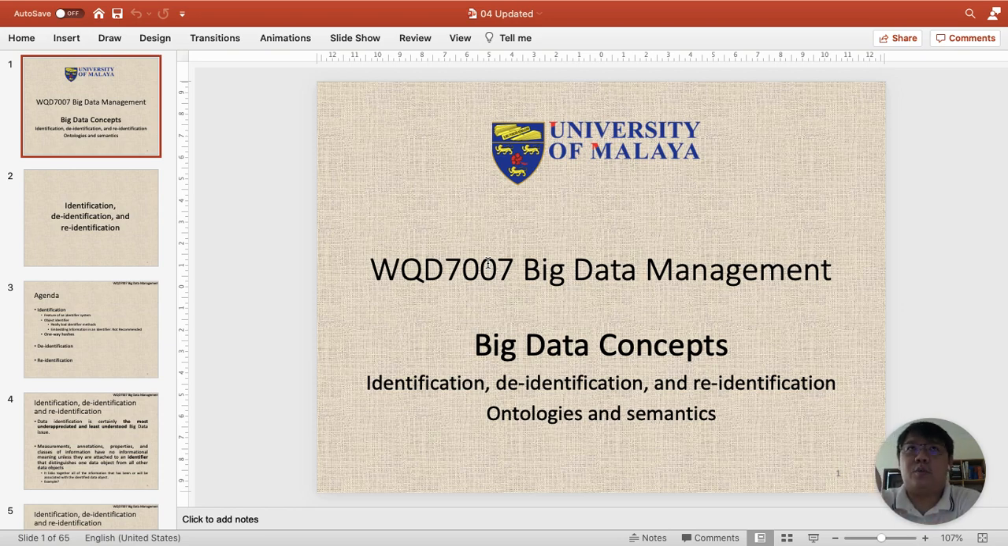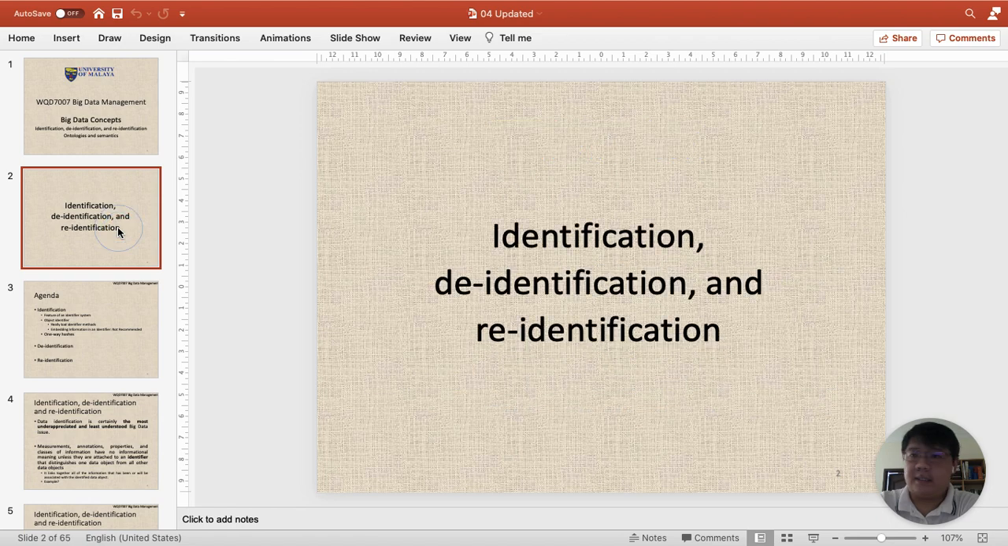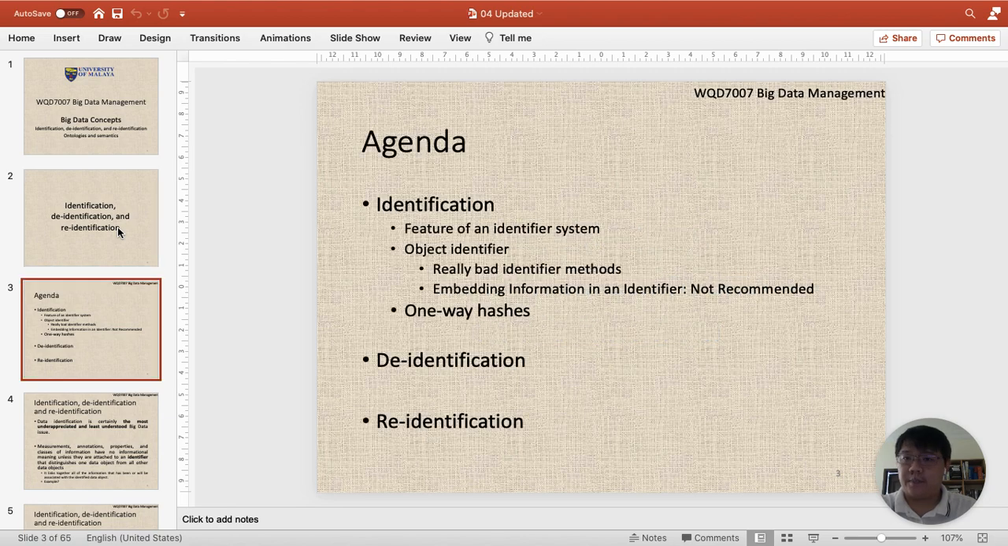Previously, these were two different lectures, but I tried to combine them into one. So you'll find that this round is a bit lengthy, but eventually the concept is quite straightforward to catch if you are able to make the relationship between these slides. Okay? So yeah, first part of course is the identification, de-identification, and re-identification.